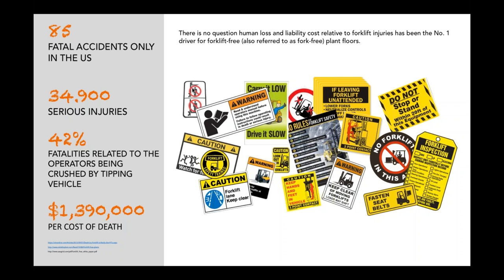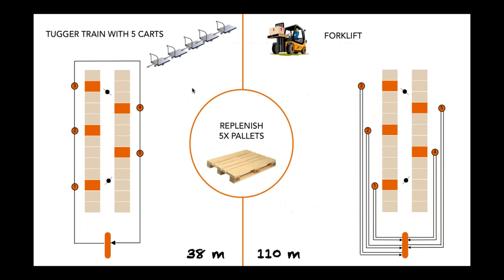But we also have a lot of other drivers. And one main driver is the flow and efficiency. This is a very simple example showing a comparison between a forklift and a tugger train with five carts. In this case, we are going to move five pallets from a warehouse out to a kitting area. So it's five pallets that will be replenished.